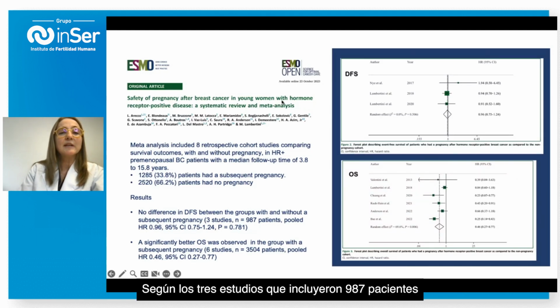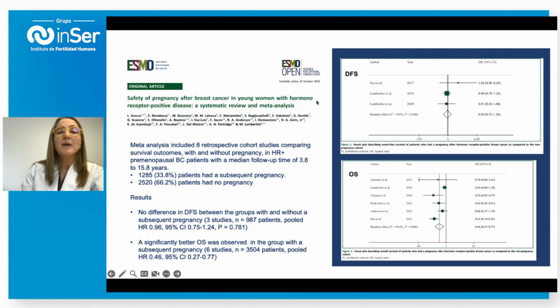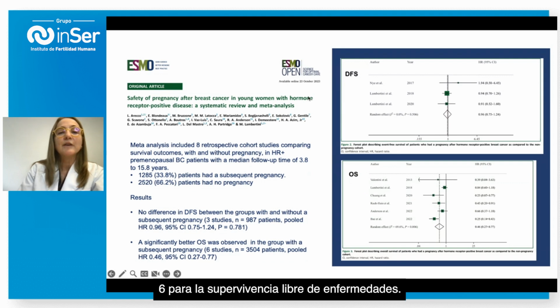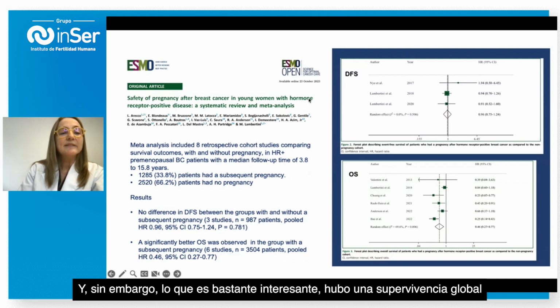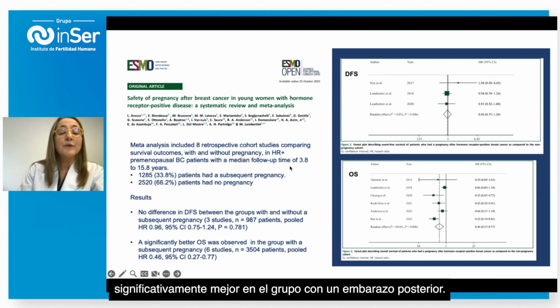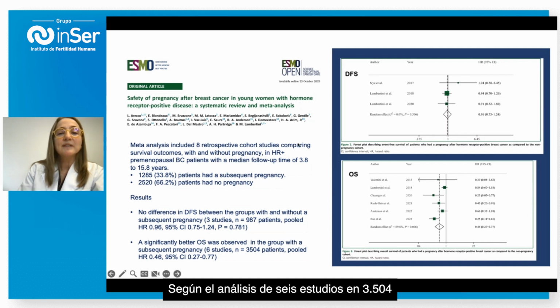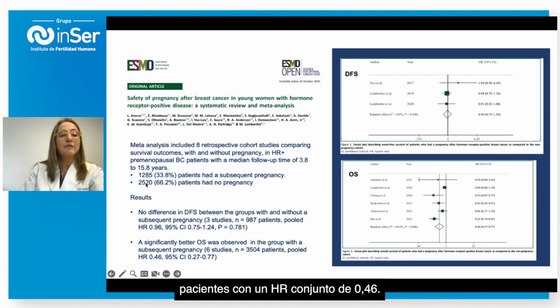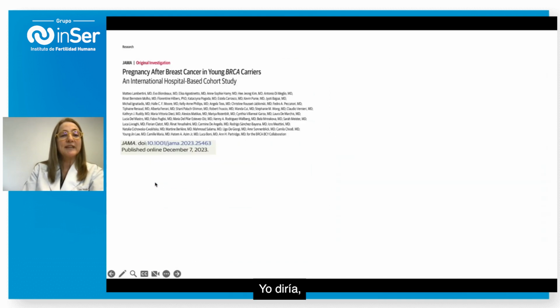According to 3 studies that included 987 patients with a hazard ratio of 0.96 for the disease-free survival. However, which is quite interesting, there was a significantly better overall survival in the group with a subsequent pregnancy, according to a meta-analysis of 6 studies in 3,500 patients with a pooled hazard ratio of 0.46. So this is quite promising, I would say.